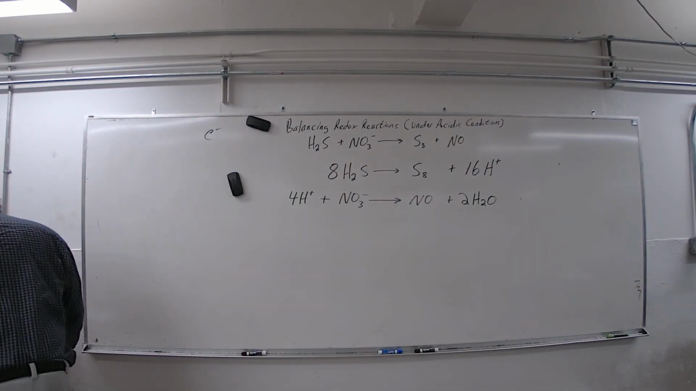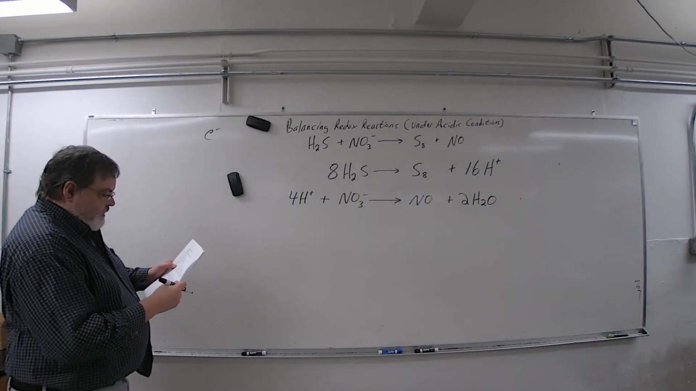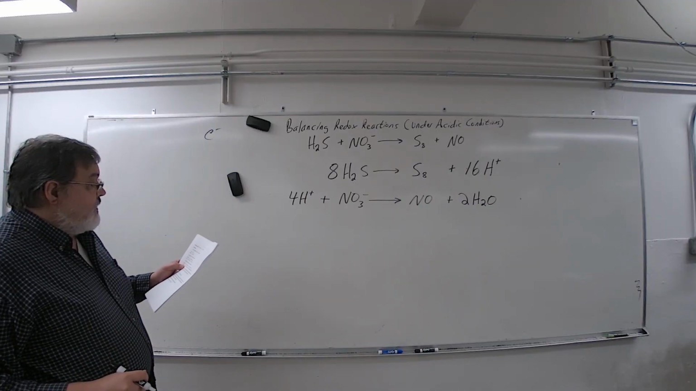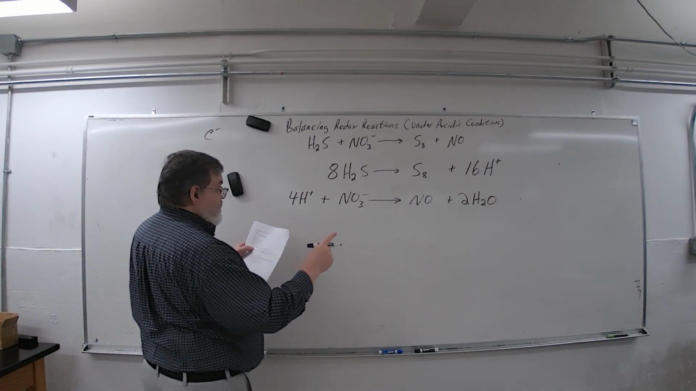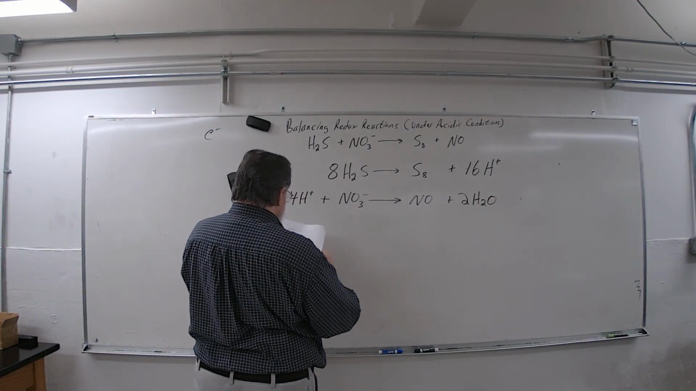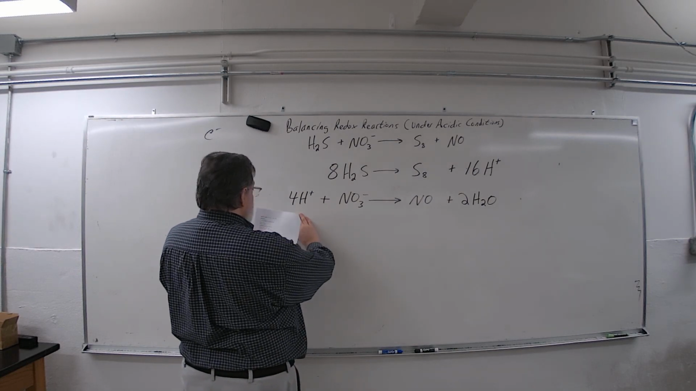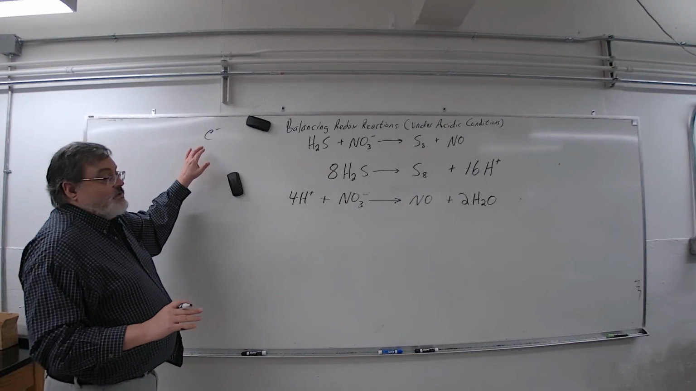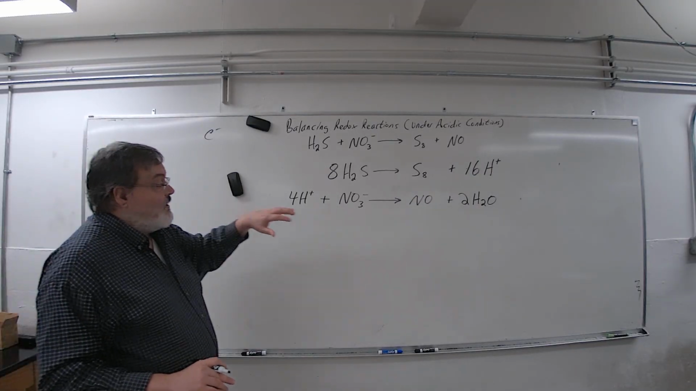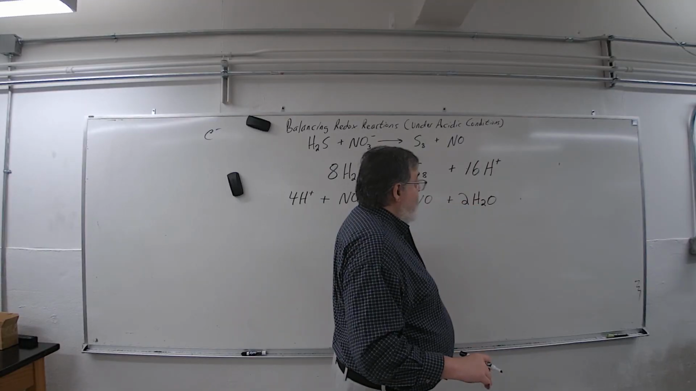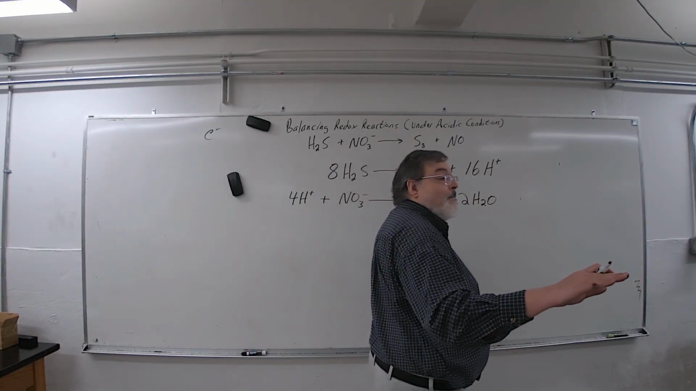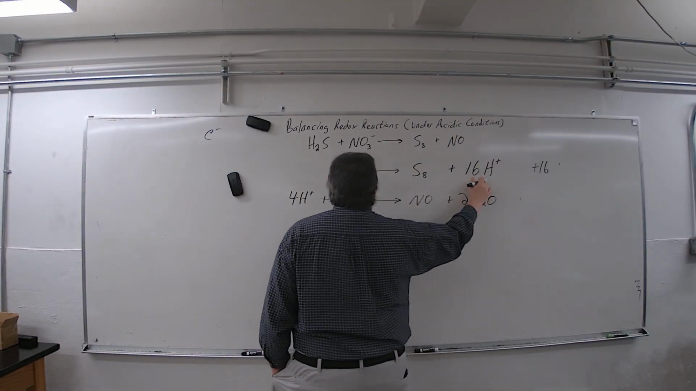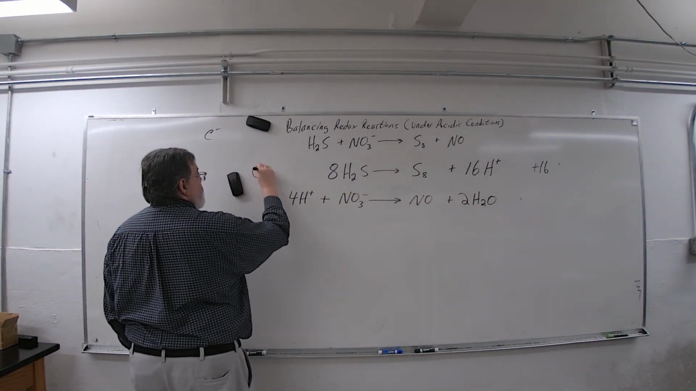Now we charge balance. 4 there and a 16 there. According to this, I've done something wrong already. 4H plus. Oh, no, that's fine. Okay. Next is the electrons. All right. What's the total charge on this side? Plus 16. There's no charges here, but there's 16 H pluses, and the charge over here is 0.